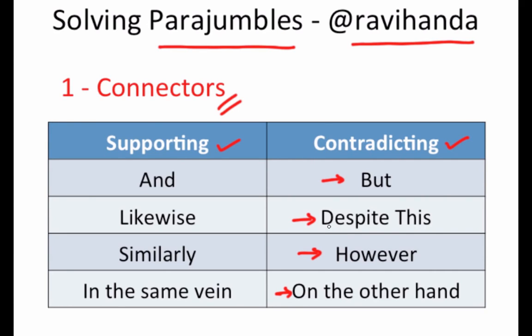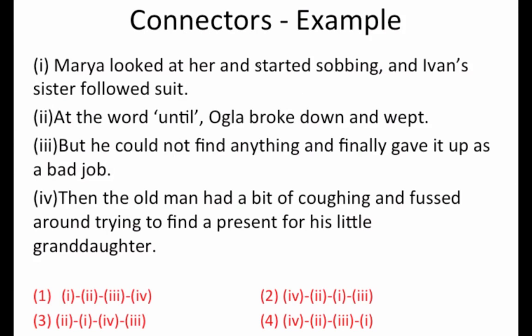Let's look at an example. Say here, this is an example for connectors. What I'm given here is, first thing, let's first go through these statements. Maria looked at her and started sobbing, and Ivan's sister followed suit. At the word until, Olga broke down and wept. So I still don't see too much of a connection. But he could not find. Okay. So here it is.